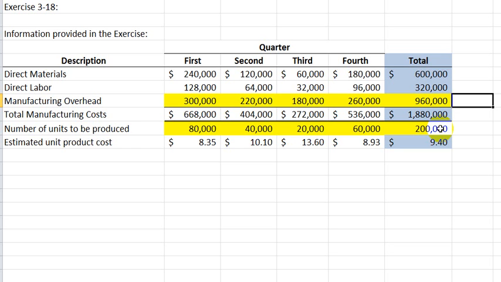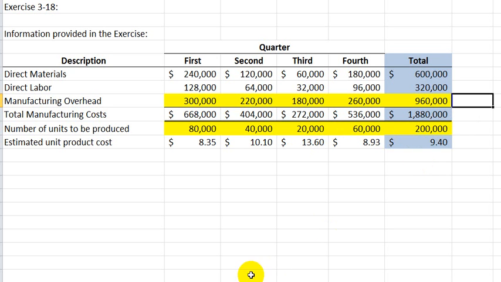Now with those numbers we're able to come up with a predetermined overhead rate. As the problem hinted, that's where our issues are. The costs will be fairly consistent with direct materials and direct labor, but with manufacturing overhead, since a lot of it is fixed, the variability in the volume of units, ranging from 80,000 in the first quarter to as low as 20,000 in the third quarter, can put a huge variation in when you're trying to divide fixed costs by the number of units.